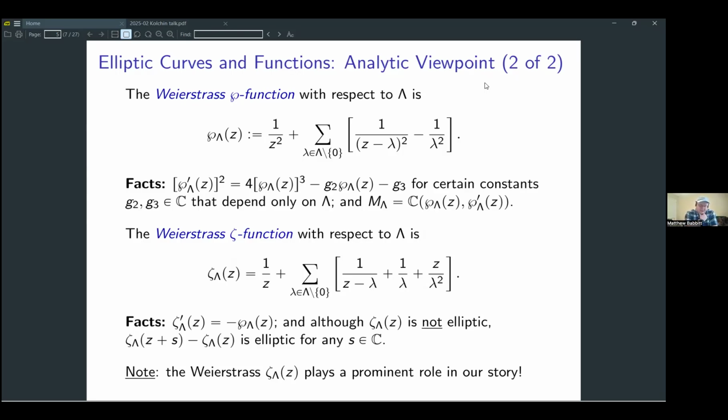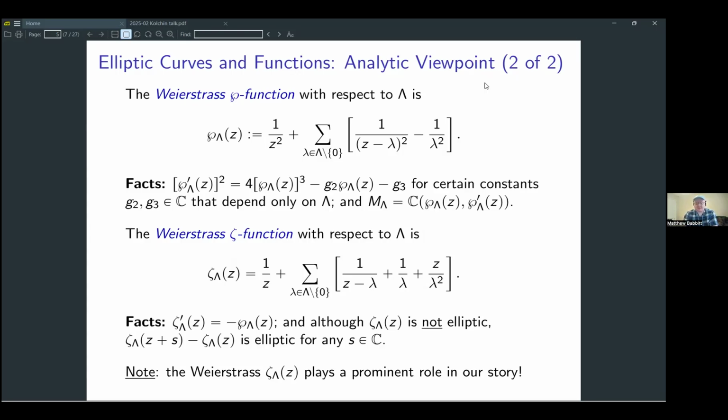Now, there are actually other Weierstrass functions. The zeta function is also defined in terms of this convergent series, this second one, but it is not actually elliptic, right? It has relationships to elliptic functions, though. Like the derivative is elliptic and any difference is elliptic. And this zeta function is actually going to show up in a lot of our computations from the analytic viewpoint, sorry.